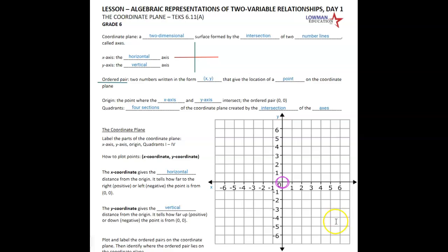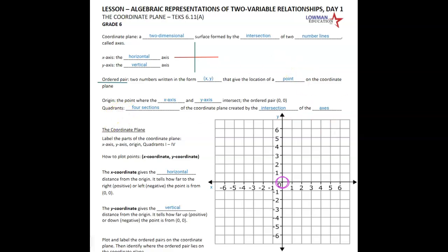Now, the very middle, the origin, is called (0, 0), because at that point right here at (0, 0), both the x value and the y value are 0. There is no value. It's the beginning of those, the middle neutral 0 point of those number lines.